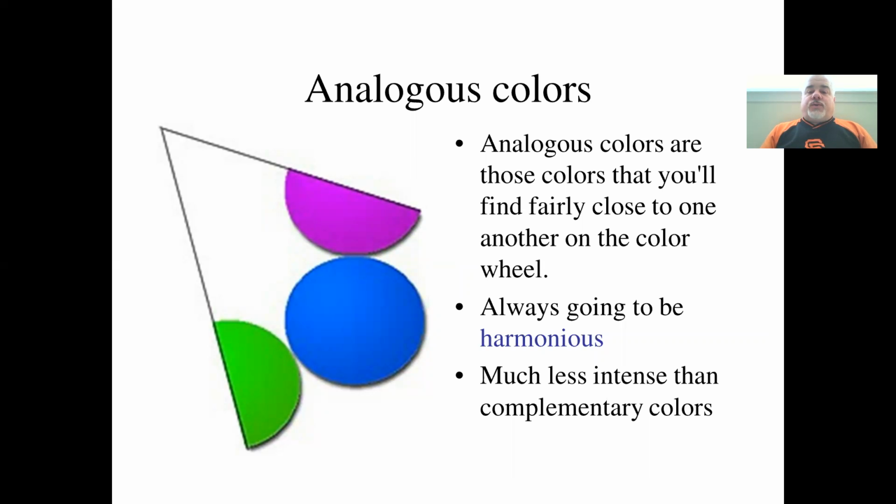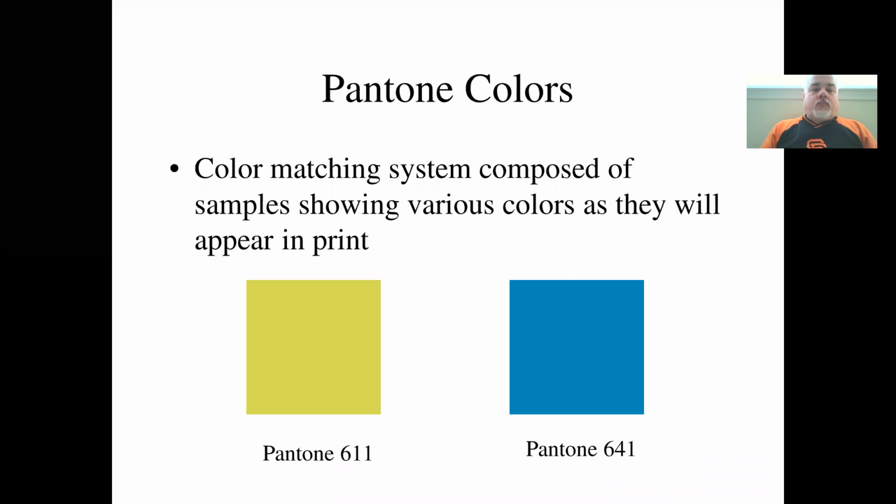Analogous colors are those that you'll find fairly close to one another on the color wheel. And they're tending to be more harmonious rather than contrasting and providing a distance and an energy. They tend to calm it down. They tend to be more like they fit in the same area, the same mood space, if you will.